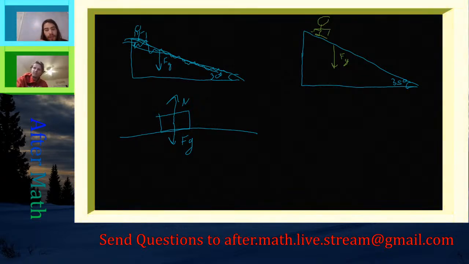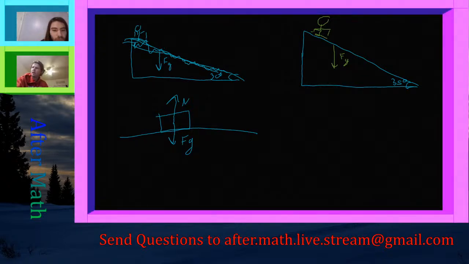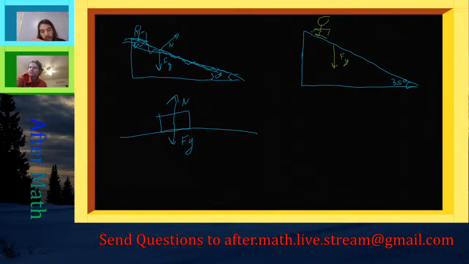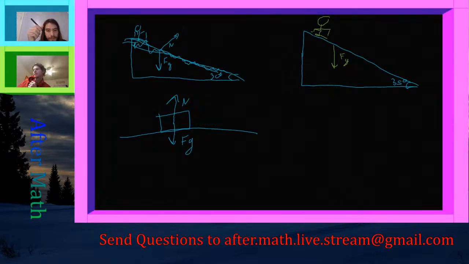So in the case of a slope, you still have the same thing, but the normal force is perpendicular to the slope still, okay? So you've got the force of gravity going straight down, but the normal force is perpendicular, or at a 90-degree angle, still to the slope, okay?